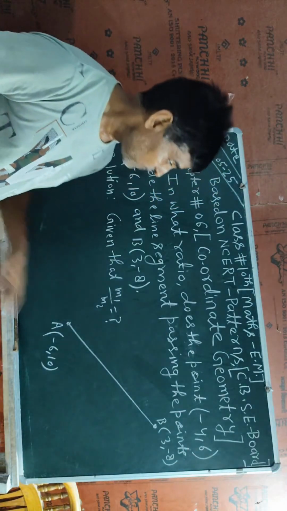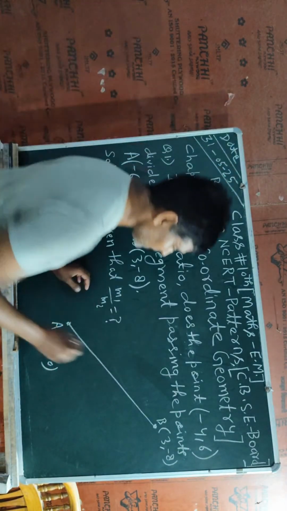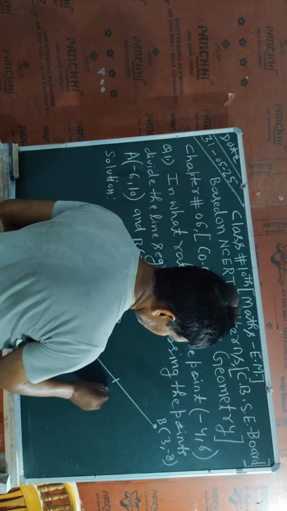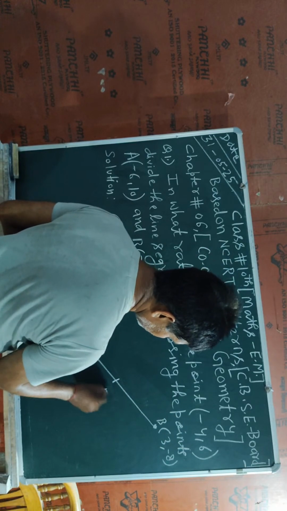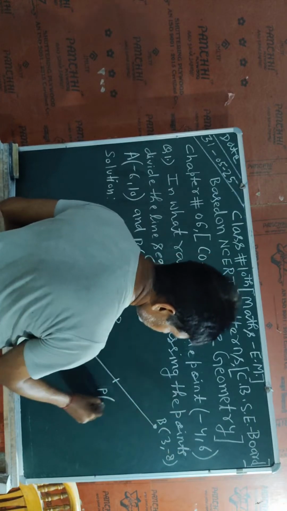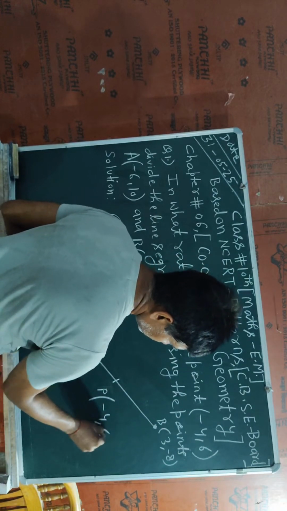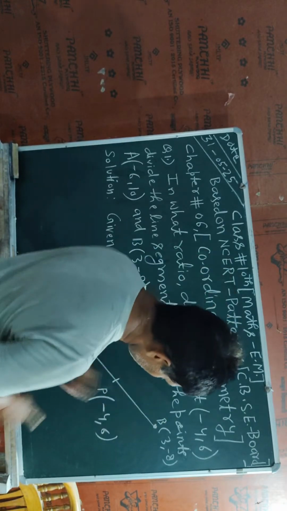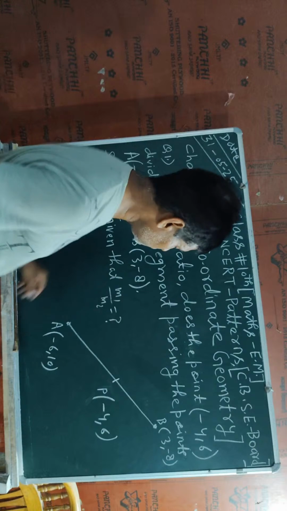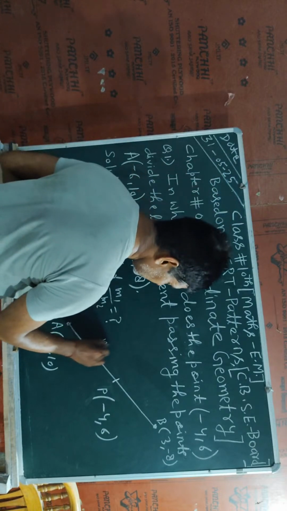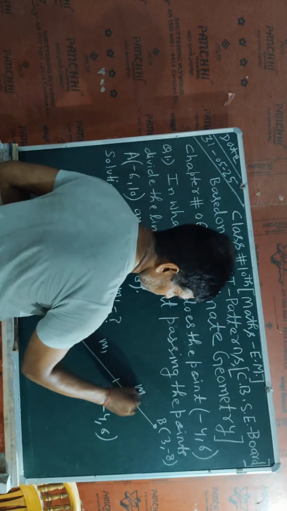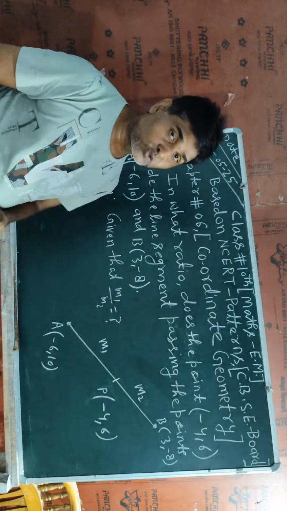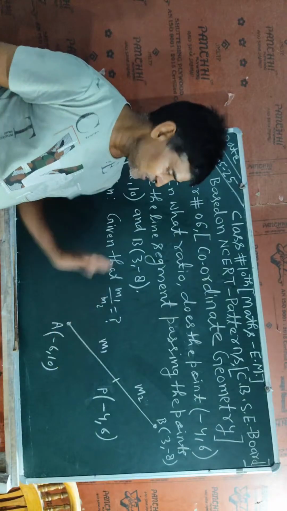Okay, student, now this line segment is divided by a point. Suppose I call that point P, and its coordinate is given as (-4, 6). I will write this coordinate here, and now I will say this is m1 and this is m2. So we have to get m1 divided by m2. Okay, students, so these are the information given in the question.